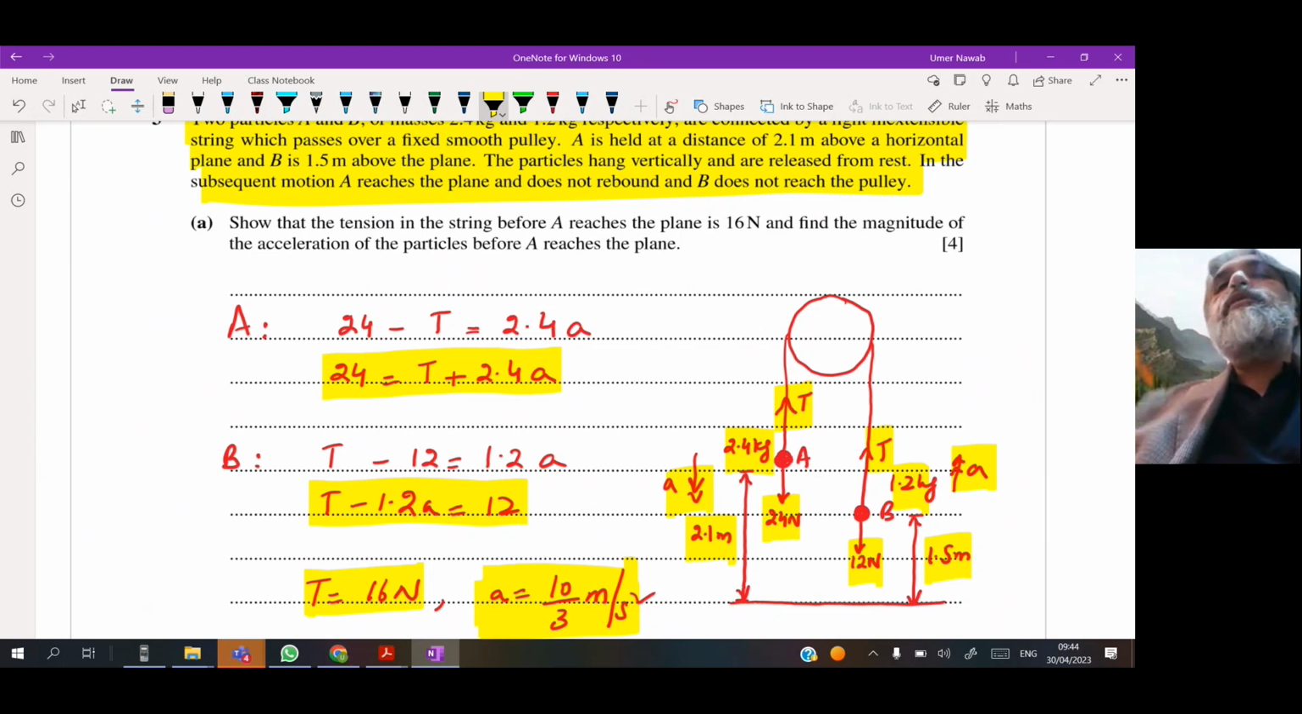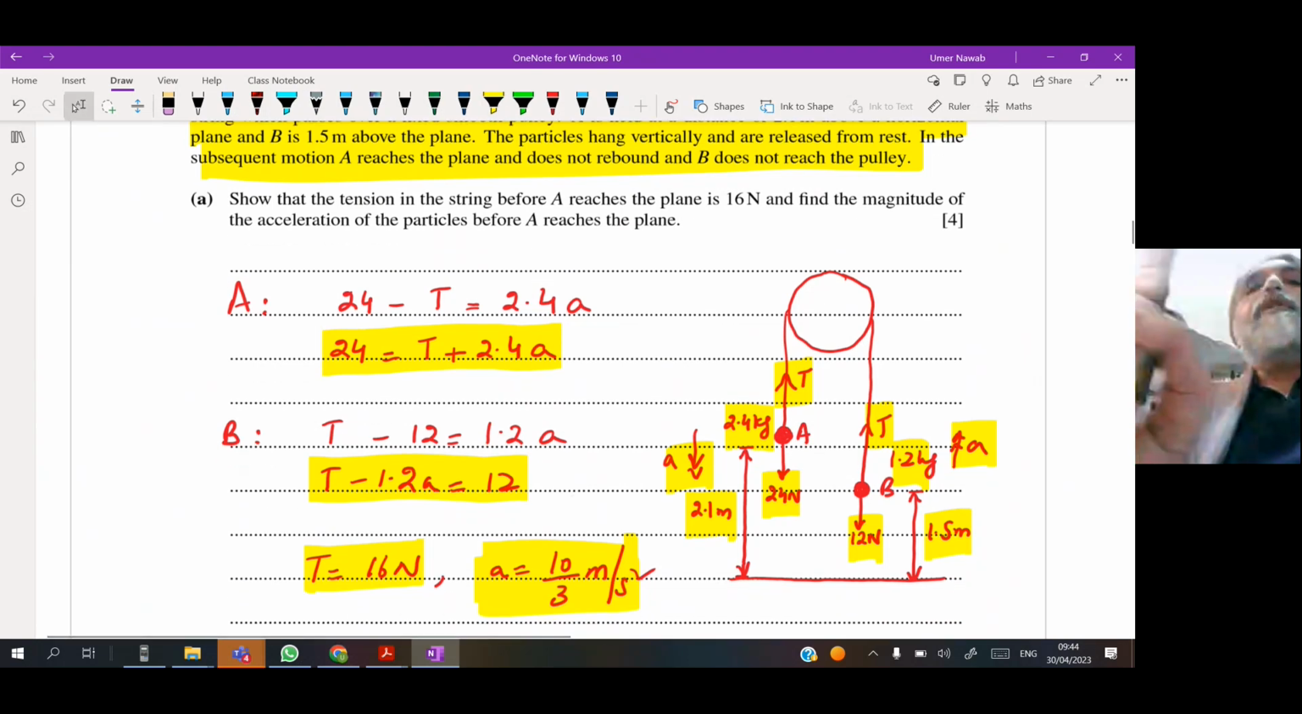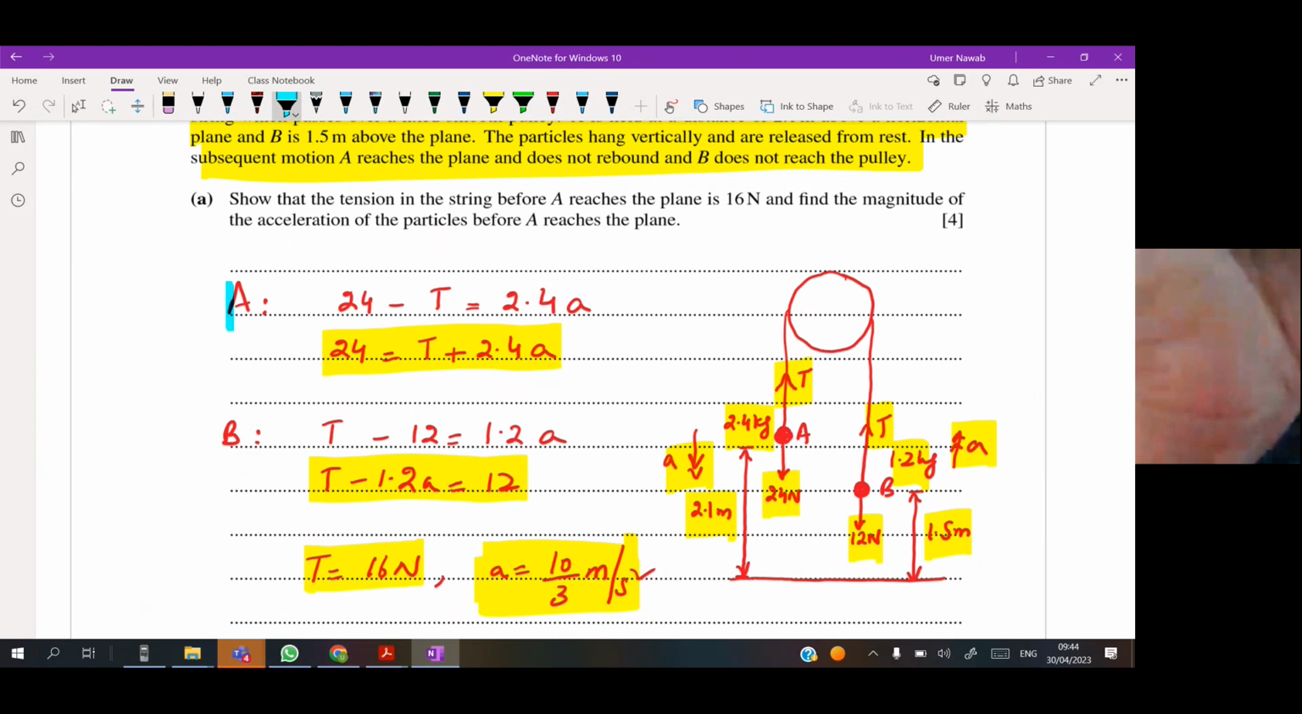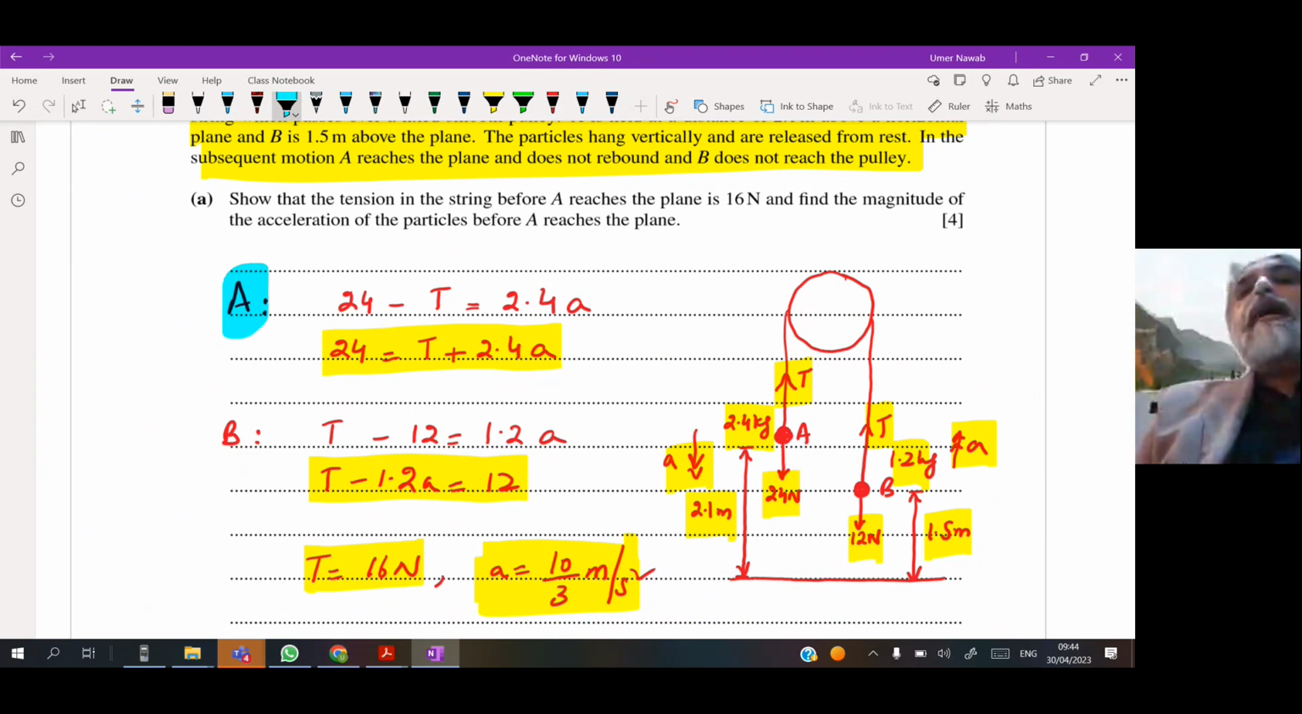The most likely question which examiners mostly ask is to find the tension and the acceleration of the system when it is released. So guys, you can see now when you release the system, because A has more mass, it will be going downward and B will be going upward. So if A is going downward, 24 Newton will be bigger and tension will be smaller.